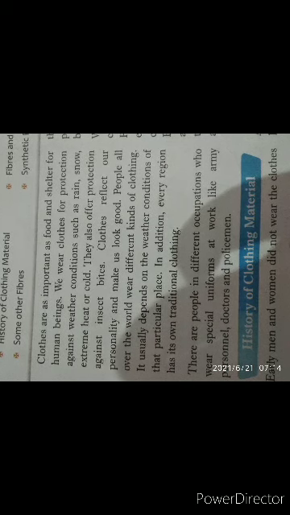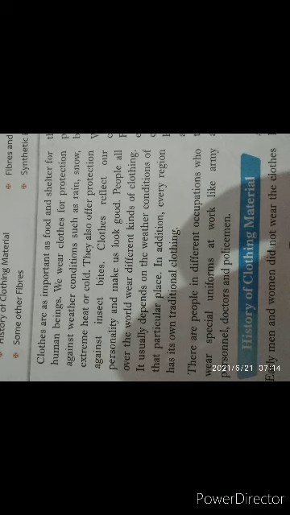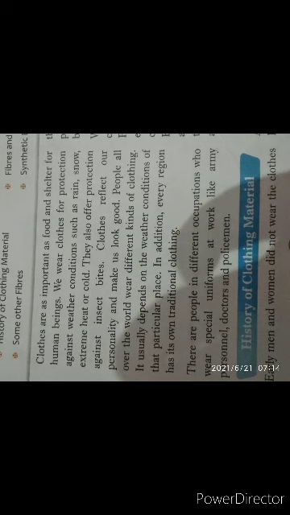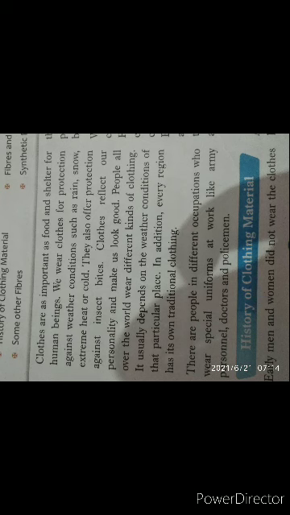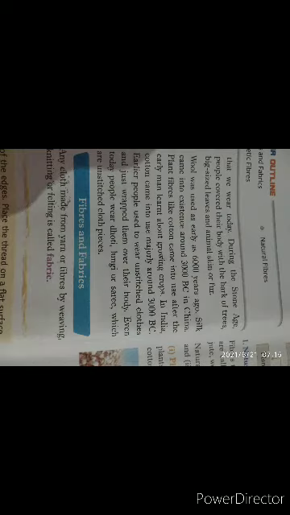There are people in different occupations who wear special uniforms at work, like the army, doctors, and policemen. Different people wear different types of uniform according to their job.